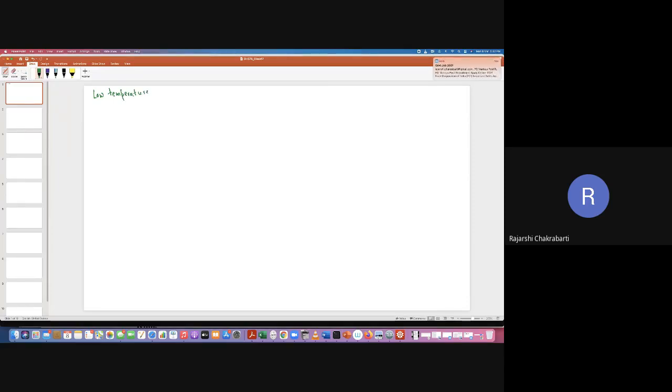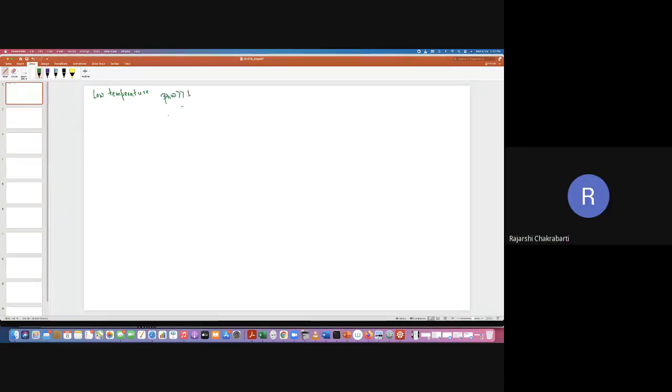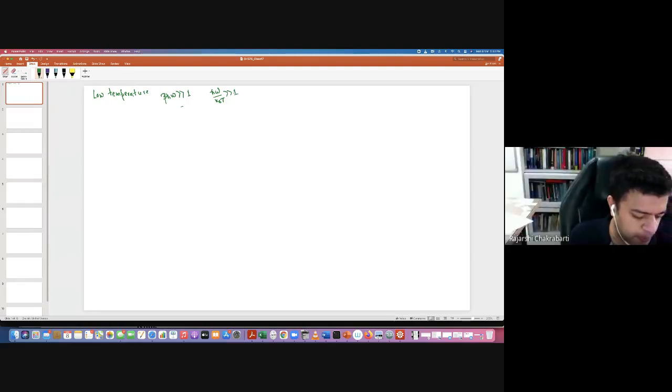Now, if I say this is low temperature, what does it mean? Low temperature in what respect? Basically, it is in the limit that beta h cross omega is much greater than 1. This is low temperature, isn't it? Because h cross omega by kb T is much greater than 1, because 1 over something very small is very large. Is it fine?